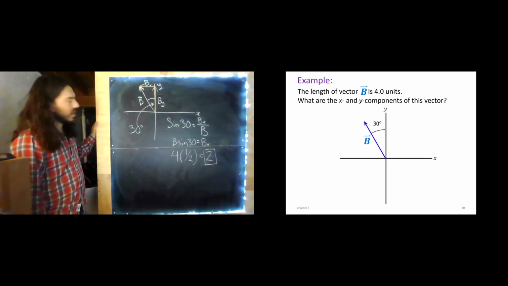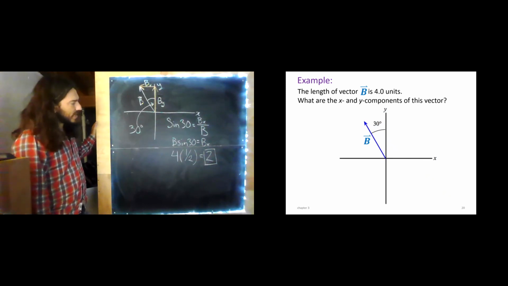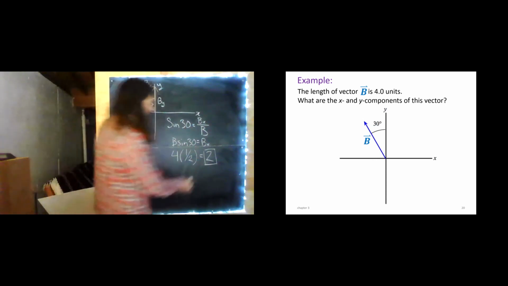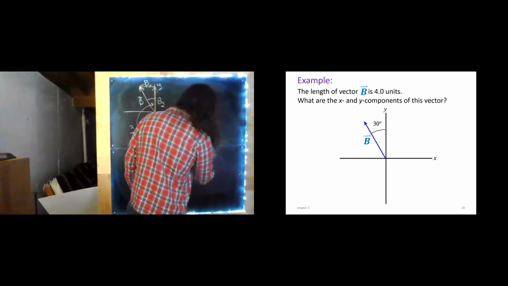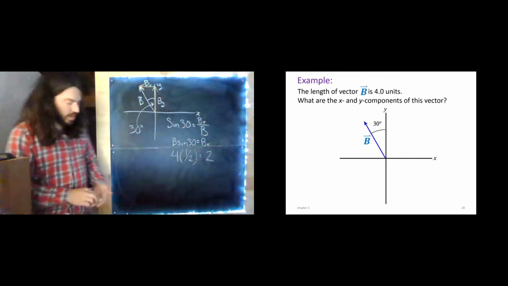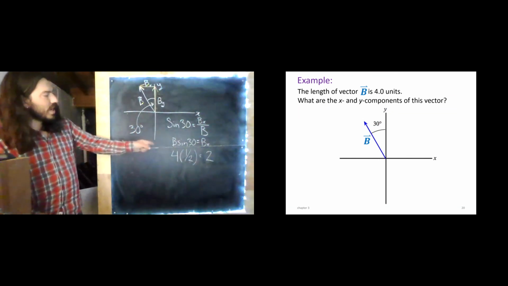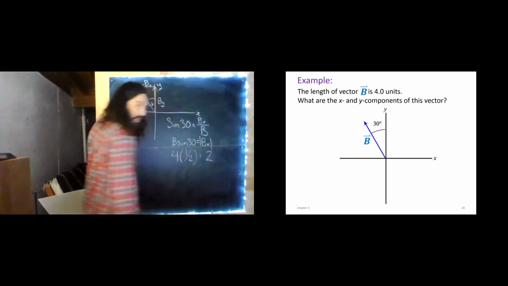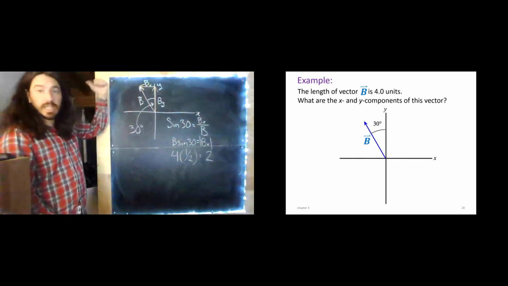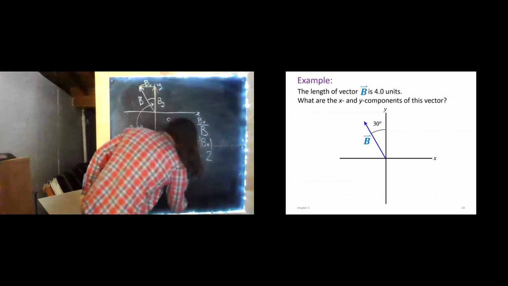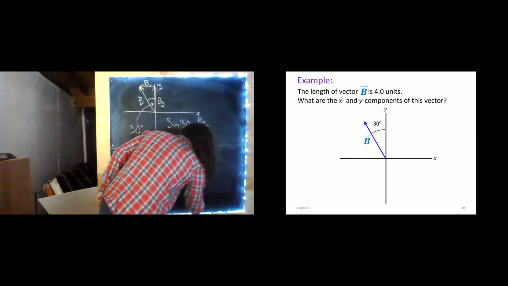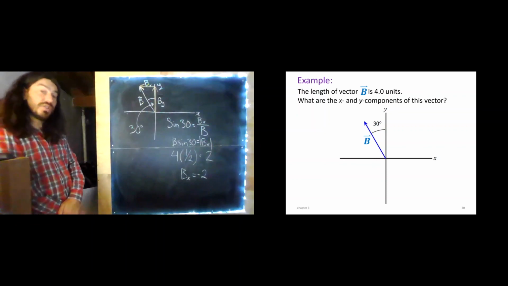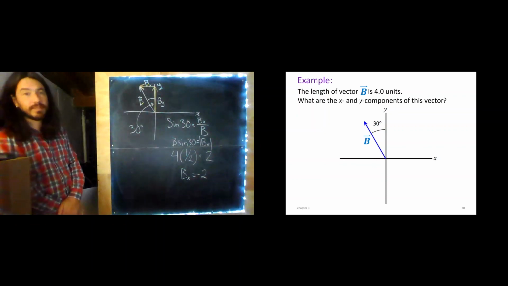Ooh, wait a minute. We need to be a little bit careful, don't we? B sub x is 2, but let's not quite put a final answer around that box. We got that the absolute value of b sub x is 2, didn't we? But notice that it is pointing in the negative direction. And so we really should have b sub x equals negative 2. Again, your SOHCAHTOA is not going to tell you that.